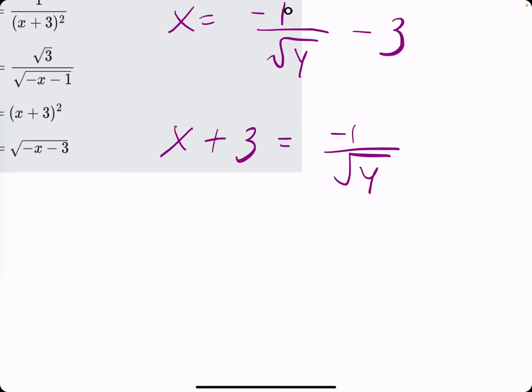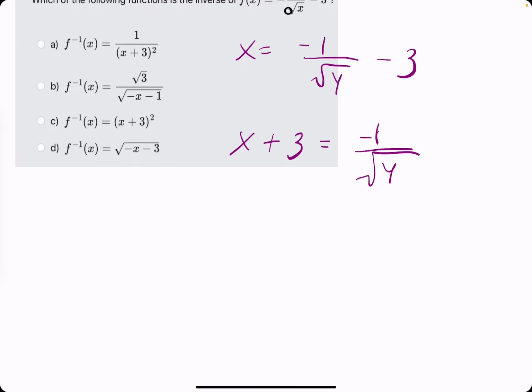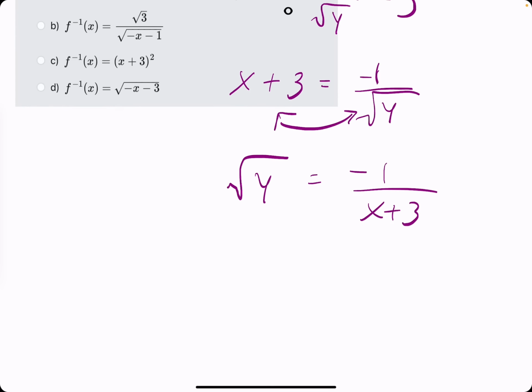Let's do our trick. If our variable that we're solving for is in a denominator, let's get it out of the denominator. So bring it over here, but while we're doing so, divide by the x plus 3. So swap the places of square root of y and x plus 3. Nice algebra trick. I'm telling you, it comes in handy. Now, last step, to get y by itself, we're going to square both sides.